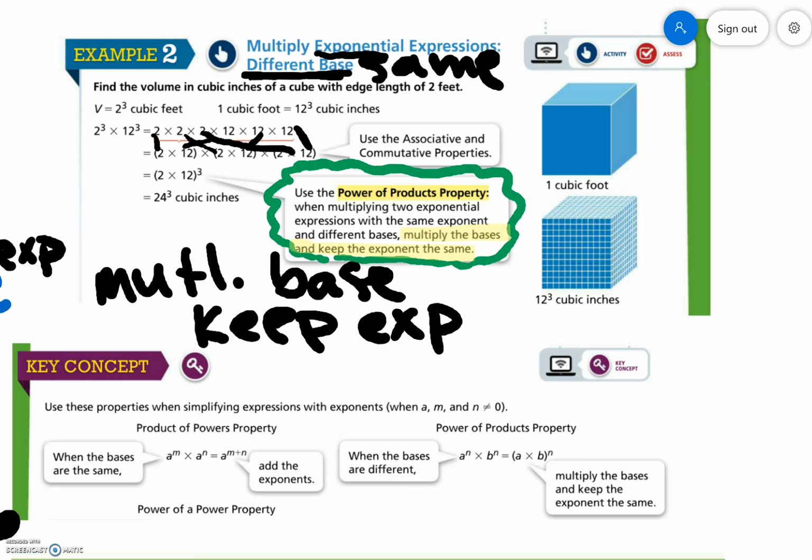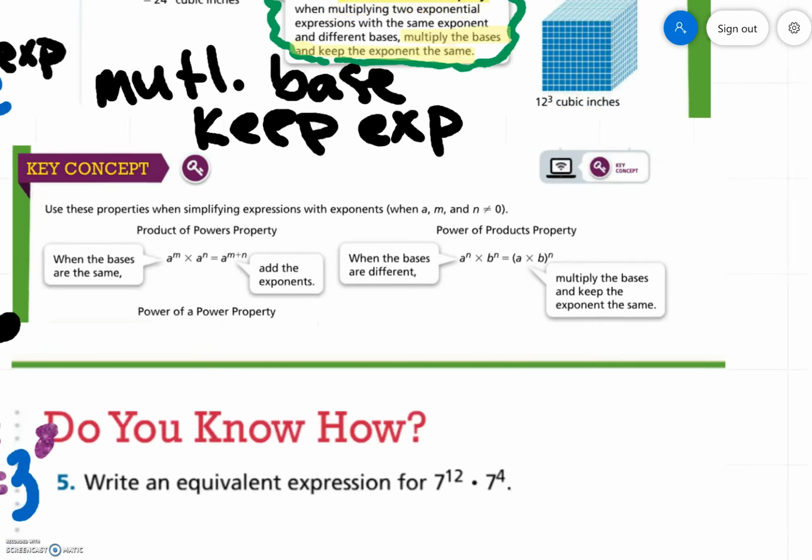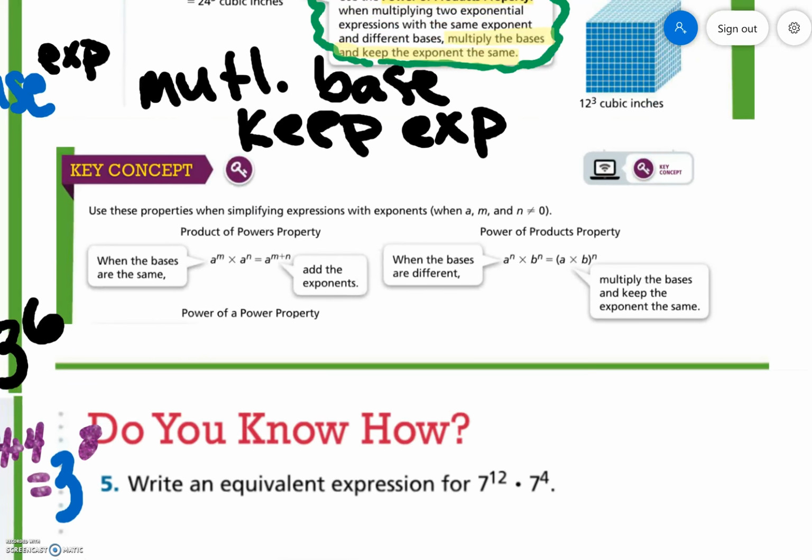So we're going to stop learning here, but we want to try it. So turn to the next page and look at the key concept just at the top. Use these properties when simplifying expressions with exponents. So here, notice how we have the same base, so the base stays the same. We have different exponents, so we need to add them since you're multiplying. Okay? Here, we have the same exponent, so the exponent stays the same. And then we just multiply the bases together.